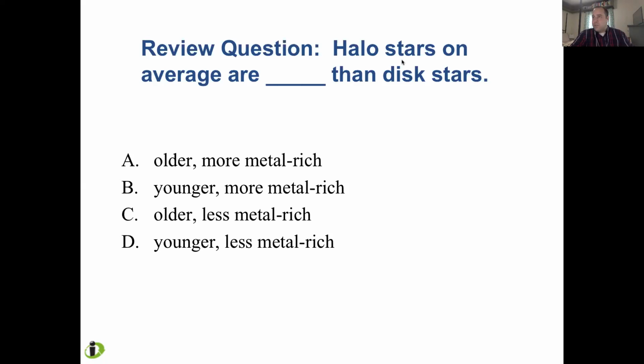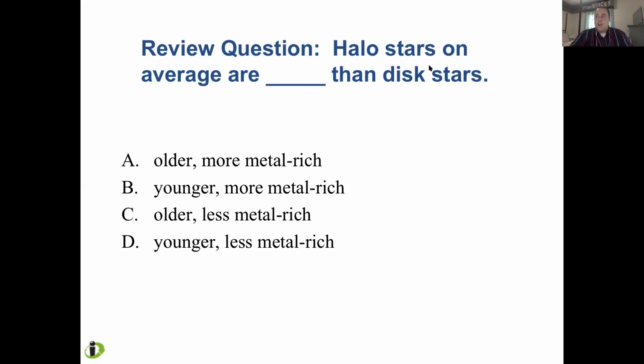Halo stars, also known as population 2 stars, disk stars, also known as population 1 stars. Are halo stars older and more metal rich, younger and more metal rich, older and less metal rich, or younger and less metal rich? You can probably just look it up if you want to. But if you'd like to make a guess, write it down and then we'll go over it. Pause if you want.